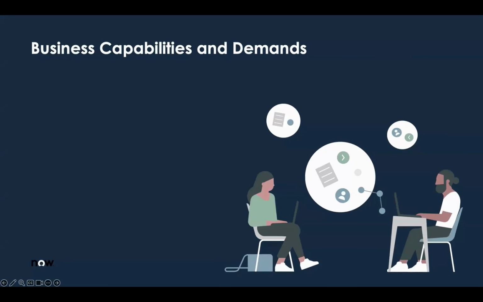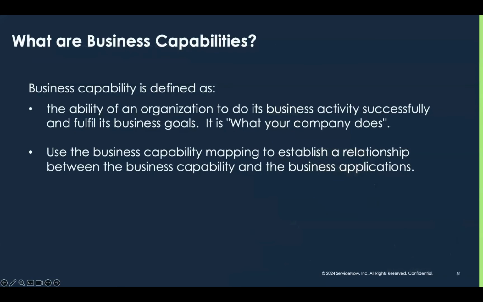We've mentioned it a couple of times. We want to understand how our applications are supporting the business. So in Enterprise Architecture Workspace, for a long time, we've had business capabilities. EA Workspace makes it so much easier to manage our capabilities. Now, capability has a particular definition. It's the ability of an organization to do its business activities successfully and fulfill its goals. It's what your company does.